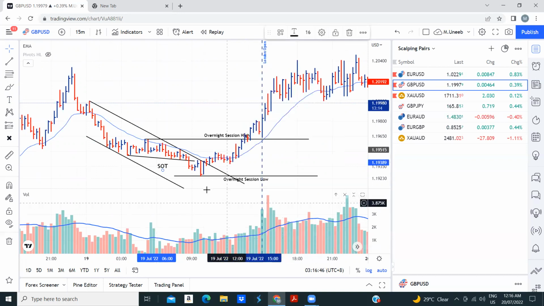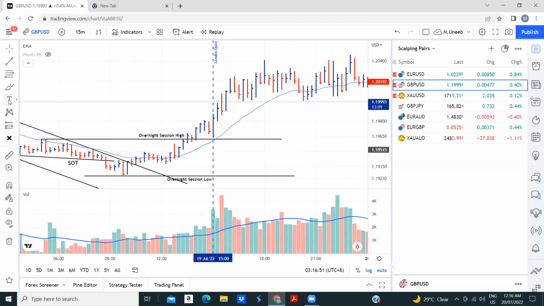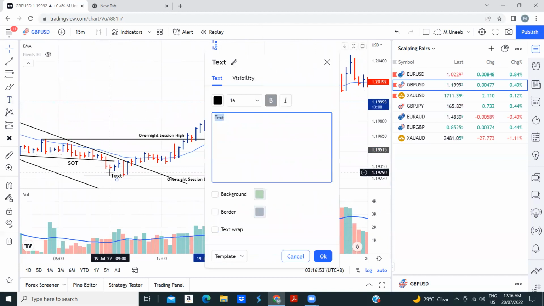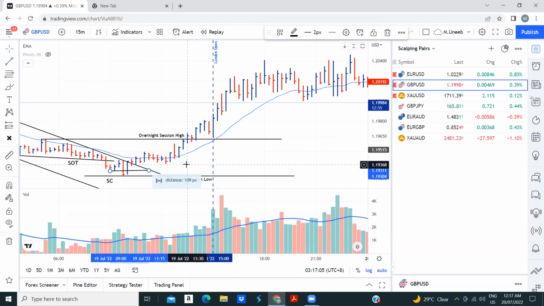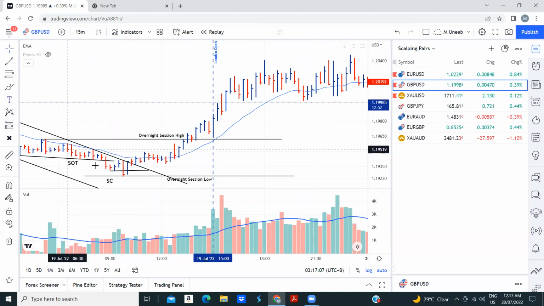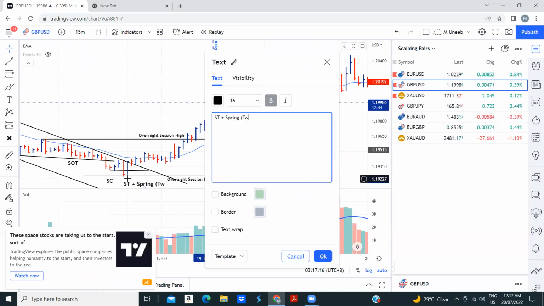So if this is SOT, then this must be the selling climax, obviously, because it's very high volume. We can see over this bar, very high volume here. So this must be the selling climax. And if this is a selling climax, we can join the low here. This one has secondary test and spring characteristics. So we have secondary test plus spring.